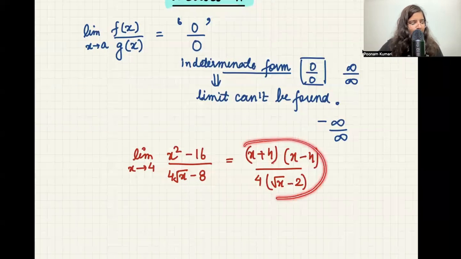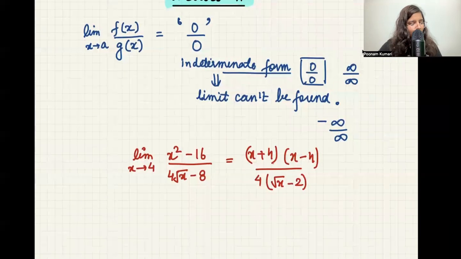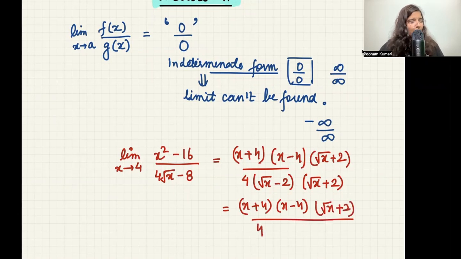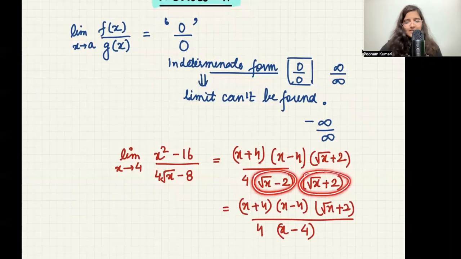Okay, so this is the elaboration that we did, and then we said okay, I can divide and multiply by the same number in the numerator and denominator. Then we did what? We divided by under root x plus 2 and we also multiplied by the same number, and then we tried to see what this is becoming. So we see that this becomes what? X plus 4, x minus 4 under root of x plus 2 divided by 4. You multiply these two, you get what? X minus 4 basically, right? Because this is a minus b into a plus b, which is a square minus b square. So under root x square, which is x minus 2 square, which is 4.